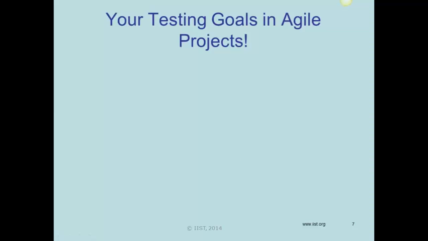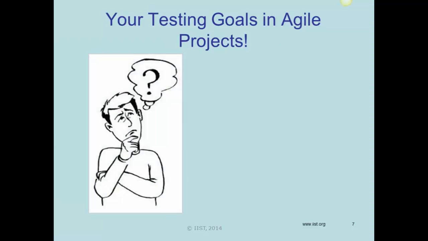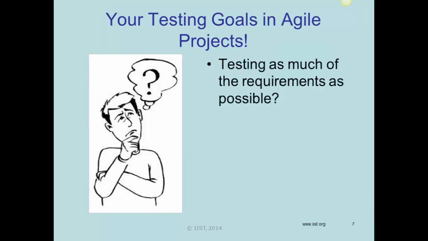Now, what are we trying to achieve when we test in Agile projects? Well, some people say, I want to test as much of the requirements as possible. Or if you're using user stories, then we want to cover or test as much of the user stories as possible. We refer to this as requirement coverage, or if you want to call it user story coverage, that's fine. It's making sure that we have tested everything, or as much as possible, of what the customer wanted.